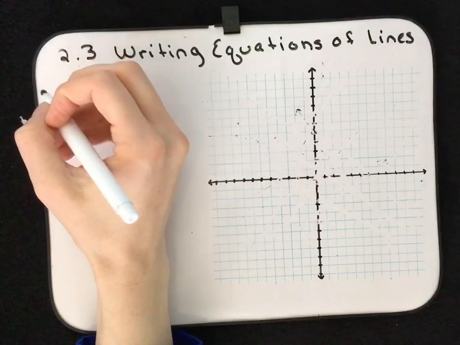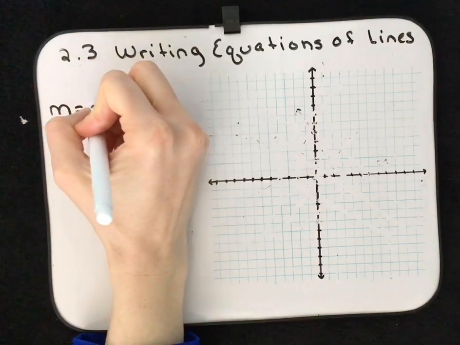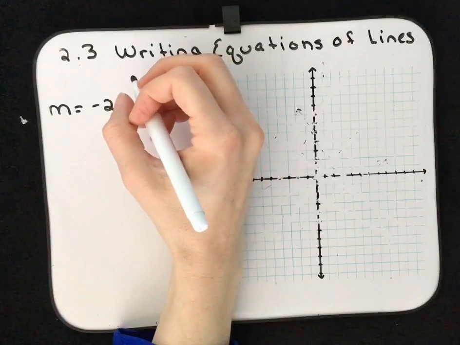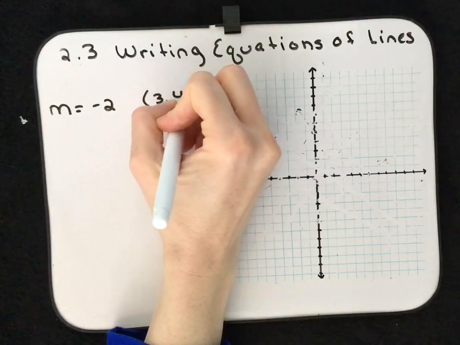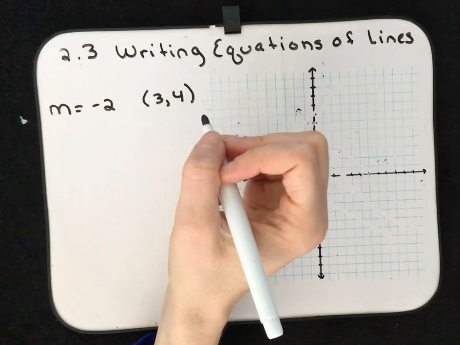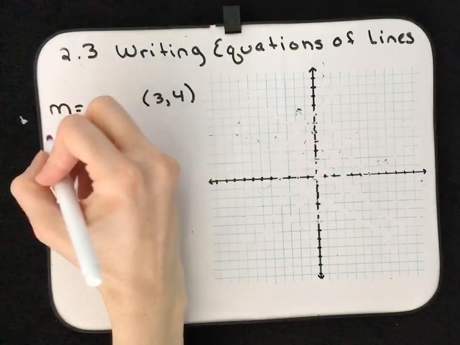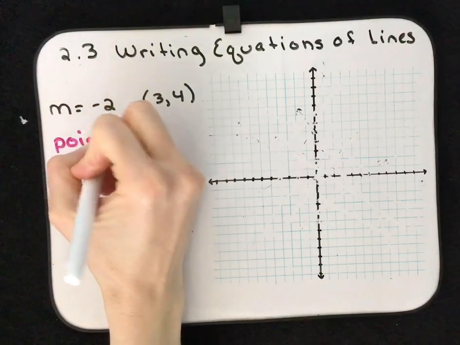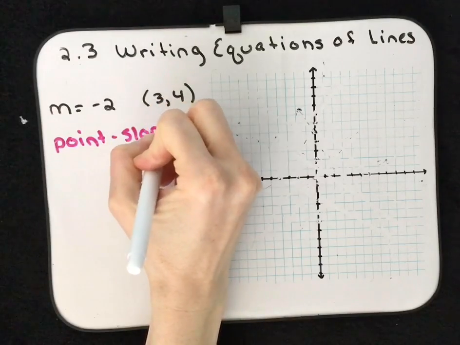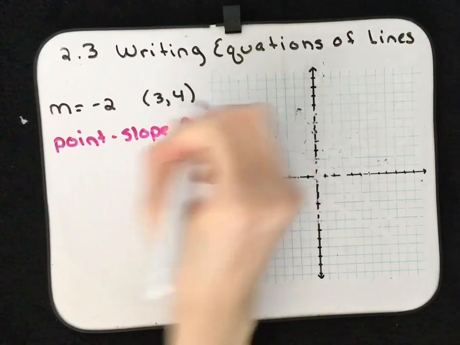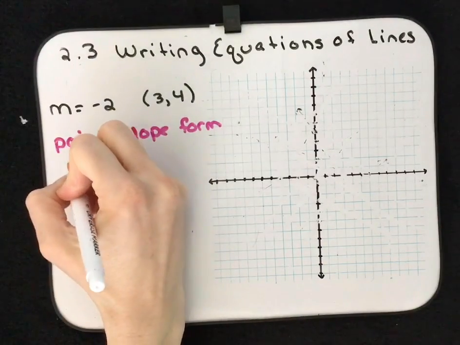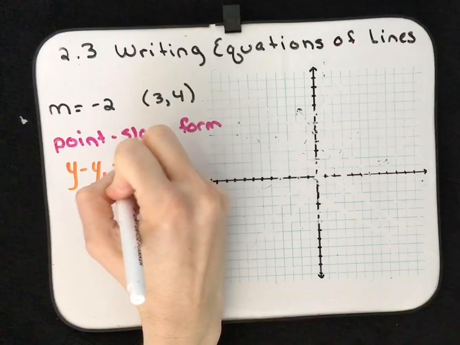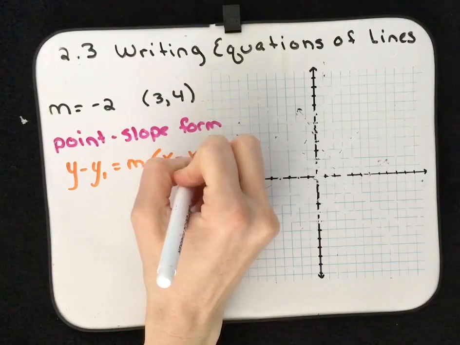Let's say that you are given a slope of negative 2, and you want to write the equation of a line that passes through the point 3, 4. To do this, we need to use what is called point-slope form. Point-slope form is a special form of our equation that lets us use a point and a slope to rewrite our equation. It looks like y minus y1 equals m times x minus x1.